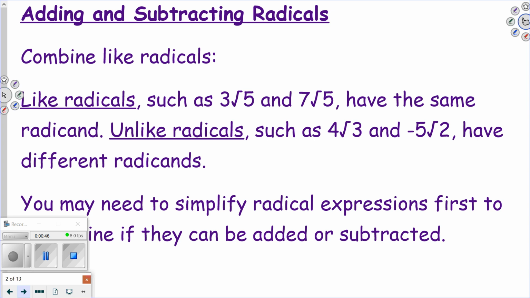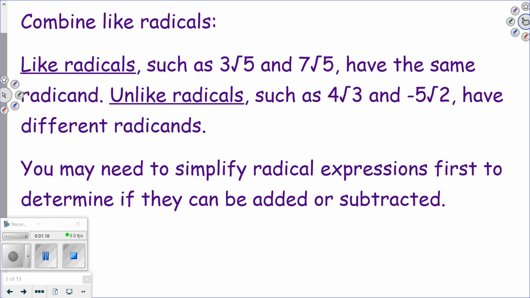All right. So first thing, guys, we're going to look at is adding and subtracting radicals. So like radicals, kind of like terms, would be like 3 radical 5 and 7 radical 5. The radical almost acts like a variable when we're doing adding, subtracting. So unlike radicals would be like 4 radical 3, 5 radical 2. The radical parts are different. We cannot put those together. The number under the radical has to be exactly the same in order for us to add and subtract them together.